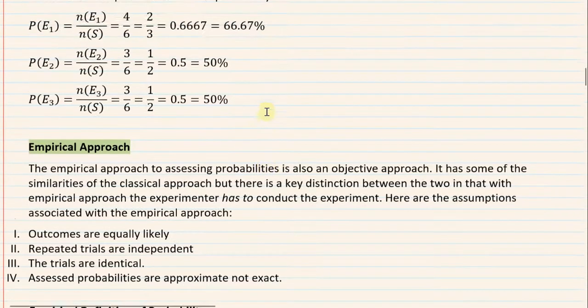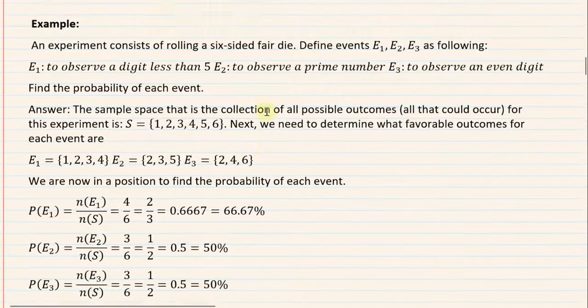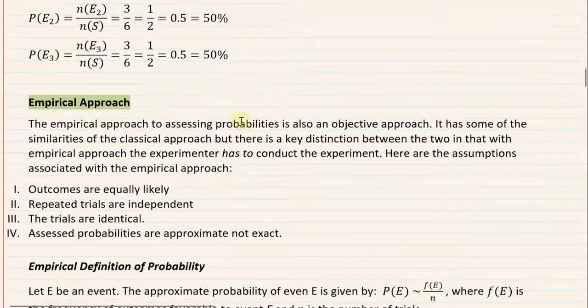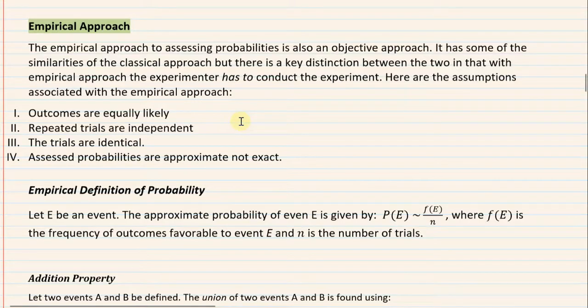So the key difference between the empirical and classical approach is that in the classical approach you need not conduct the experiment. If I want to know the probability of a tail if I flip a coin, I don't have to get out the coin and actually flip it. There's a head or tail. There's only one outcome favorable to that event, a tail. So it's 1/2 or 50-50, right? Whereas with the empirical approach, I actually have to get out the coin. I have to flip that coin as many times as possible.